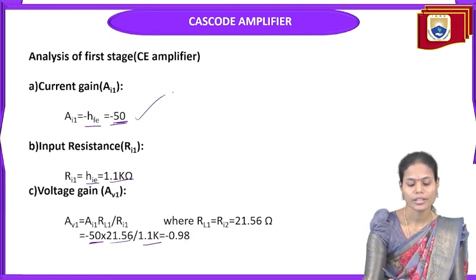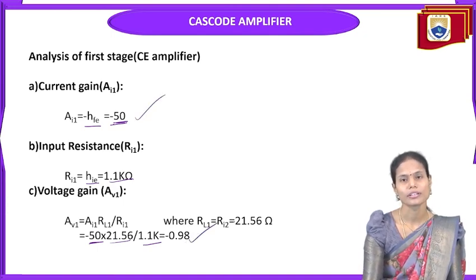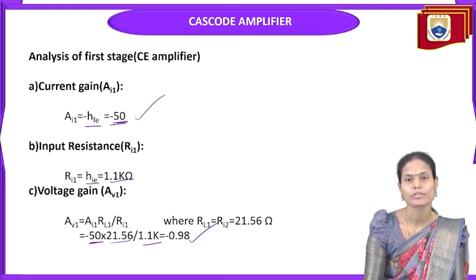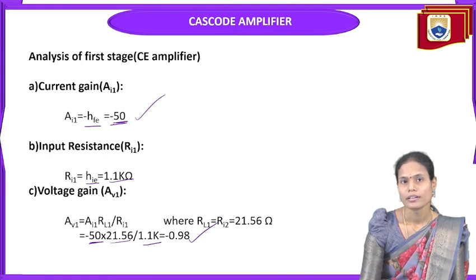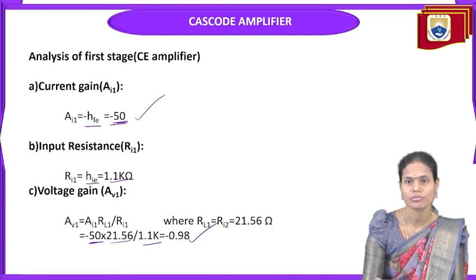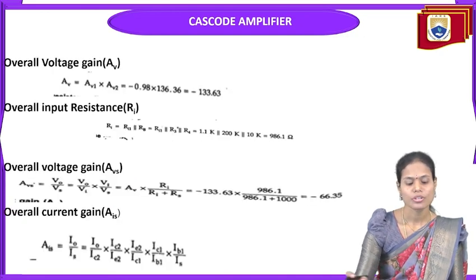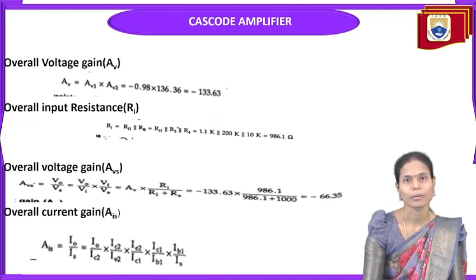So both the current gain as well as voltage gain are 180 degrees out of phase with the input signal in the case of common emitter amplifier. And this negative sign is applicable for odd number of stages, and if you take even number of stages, you will get it as positive only. So now we have to find the overall parameters.